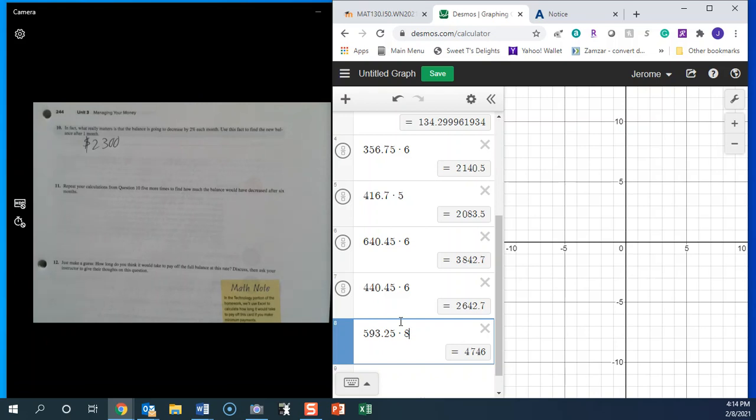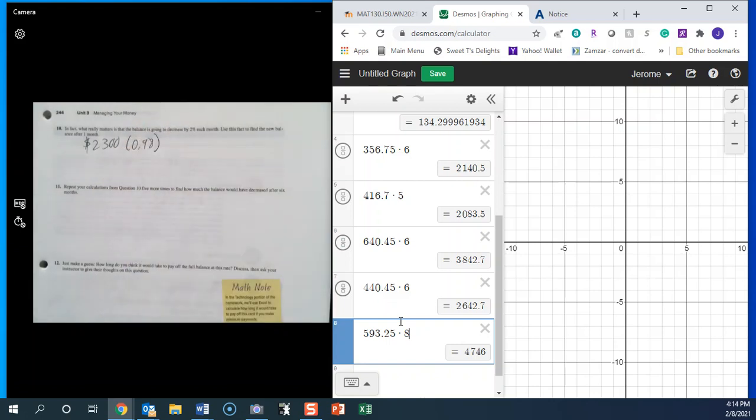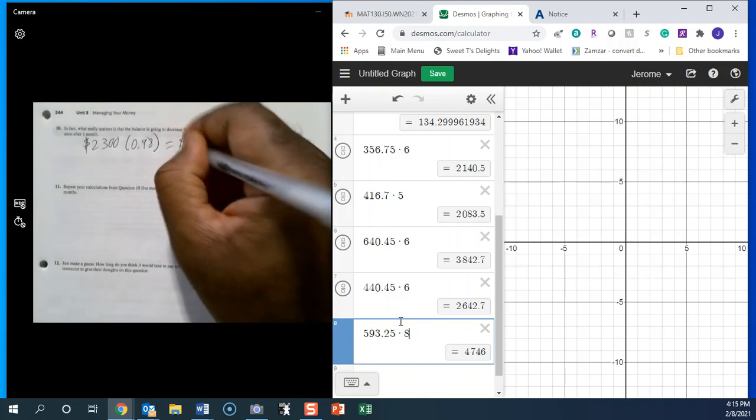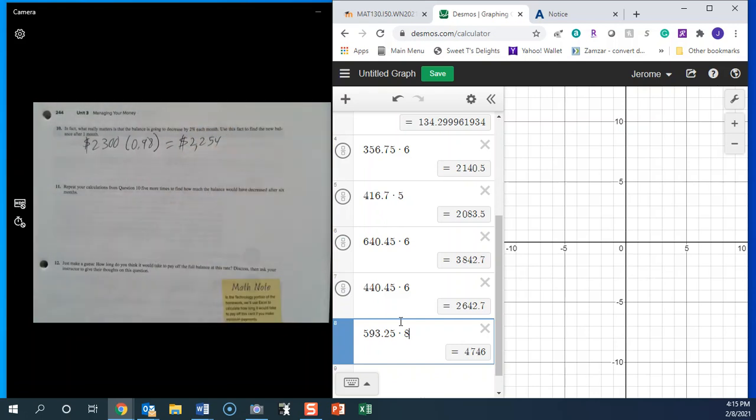So if it didn't go down at all, we would keep the whole 100% of 2,300. But since it's going down by 2%, we're only going to have 98% left. So we would take 2,300 times 0.98, which would give us $2,254. That's how much our balance would be after we make our minimum payment.